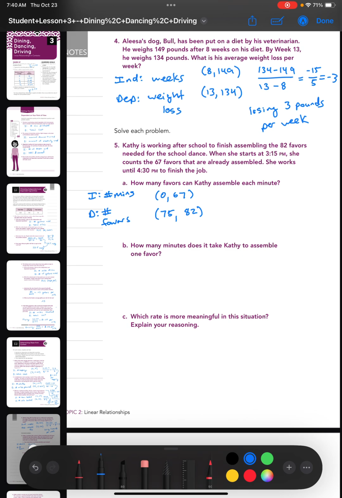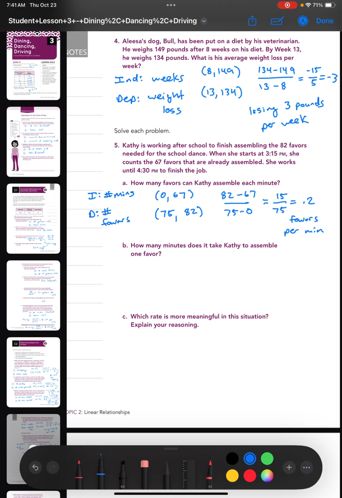So if we want to know how many favors she's assembling per minute, we can find our slope, y2 minus y1 over x2 minus x1. And if we subtract there, we're going to get 15 divided by 75. So she's making 0.2 favors per minute. Now, it might be more useful to know how many minutes it's taking her to make one favor. So how many minutes does it take Kathy to assemble one favor?